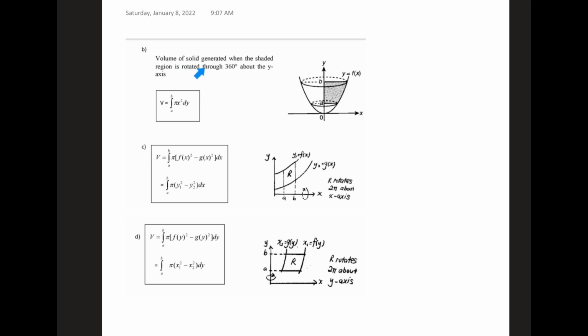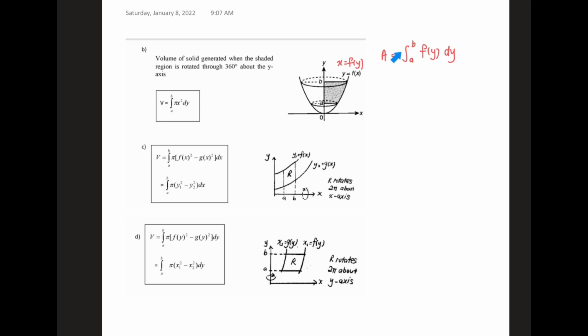Volume of solid generated when the shaded region is rotated or revolved through 360 degrees about the y-axis. So it will be like this. This is your shaded region. If you want to find the area of the shaded region, you have to do area equals integrate from a to b. This one has to be x in terms of y, f(y) dy. You have to find it like this.